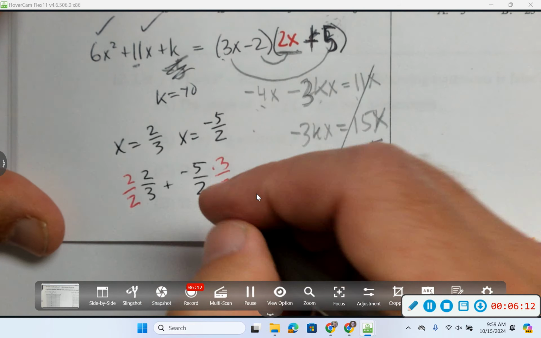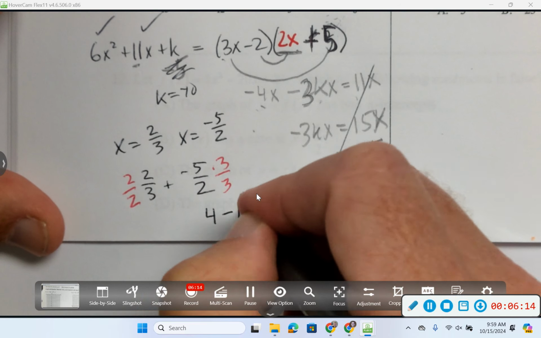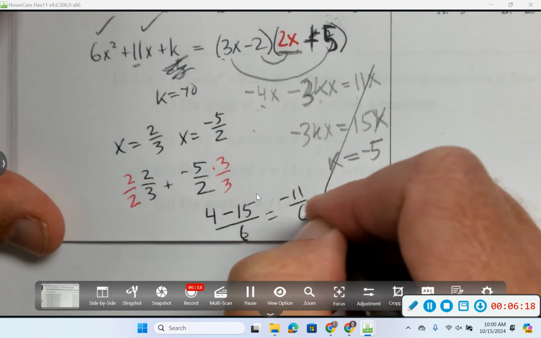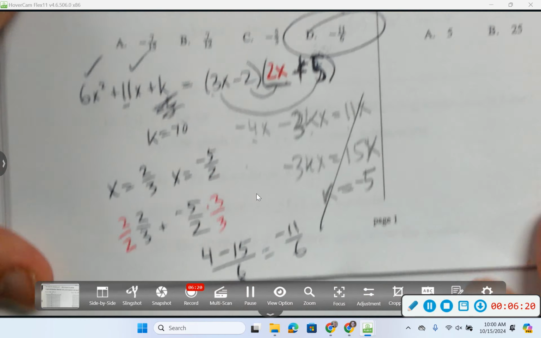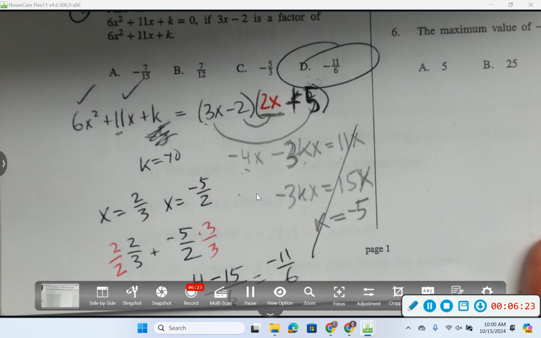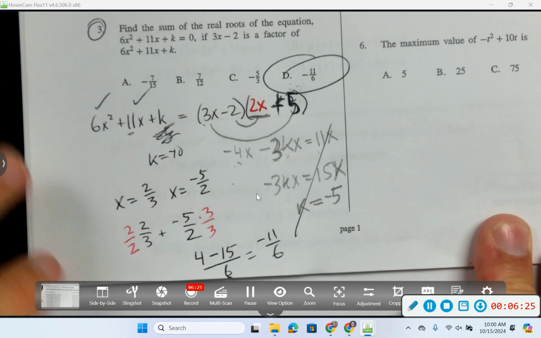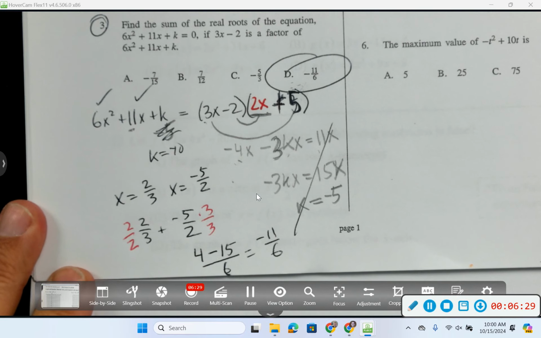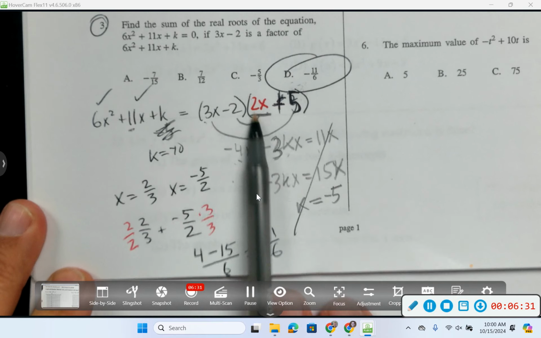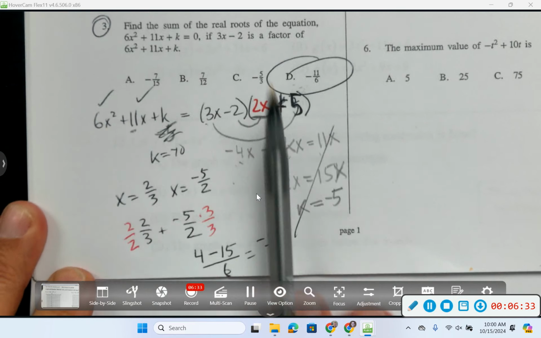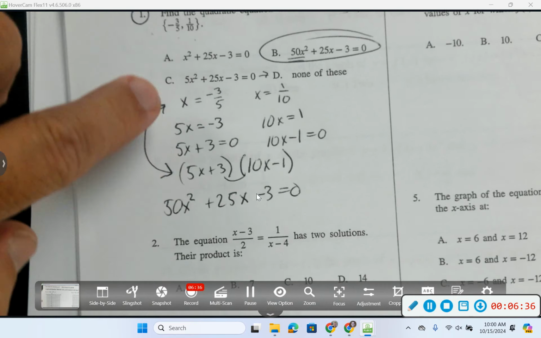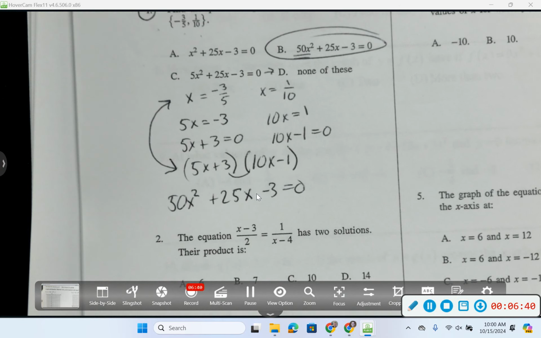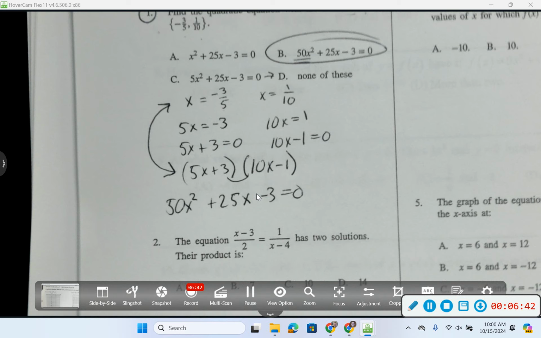So what is that? 4 minus 15 over 6. Negative 11/6. Answer choice. Goodness, that's terrible. The 1-1 test is not near that bad. But there's some of those same ideas of being able to go back and forth between factors and equations, zeros and factors and equations, and making sure you can navigate between all of those.